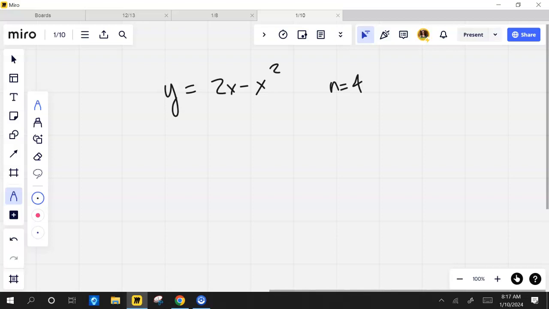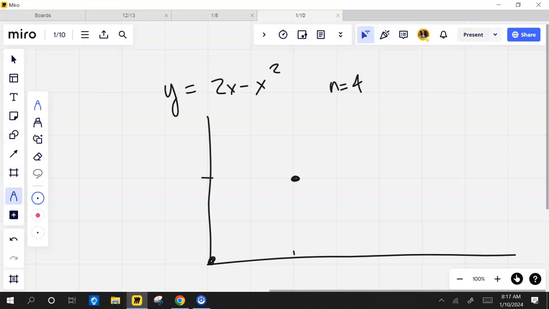So first thing I would do is graph it. At 0, I get 0. If I put in 1, I get 2 minus 1, which is 1. So 1, 1. Then if I put in 2, I get 0. So this graph looks something like this. So region R is here. This is region R.